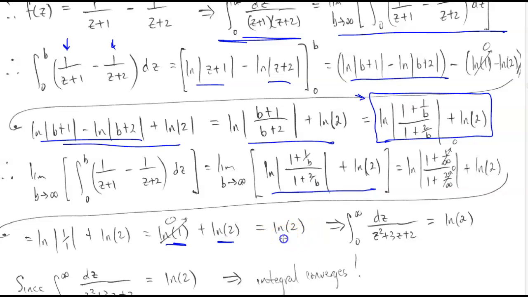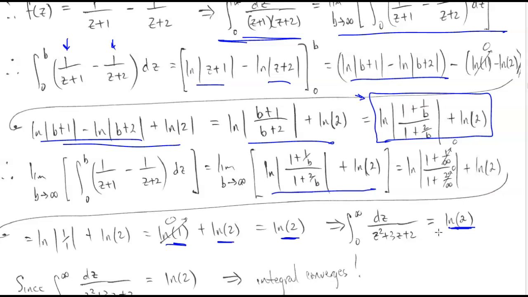Second term is just natural log of 2. And since the natural log of 2 is a real number, this lets me know that this improper integral converges, meaning we can actually find the answer for it. In this case, the actual answer is natural log of 2.